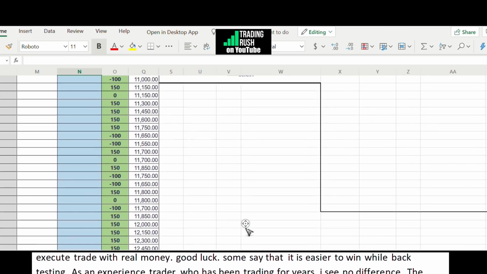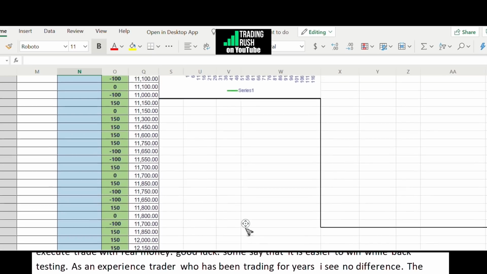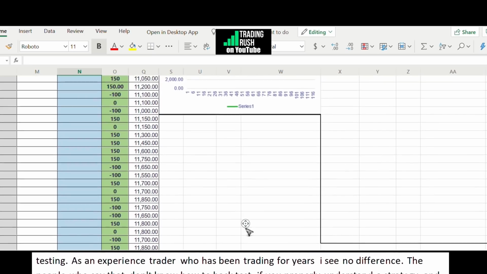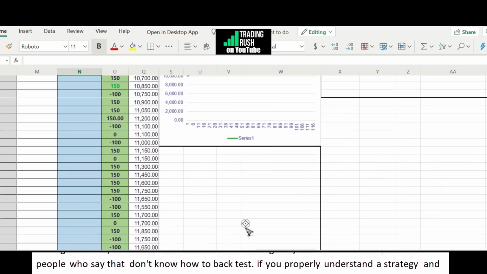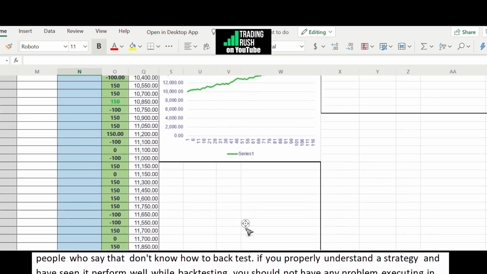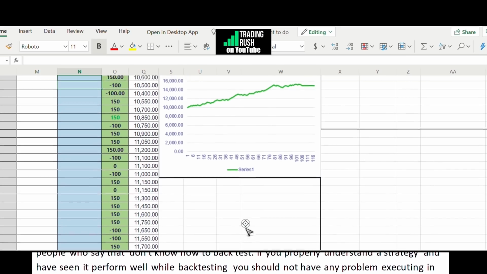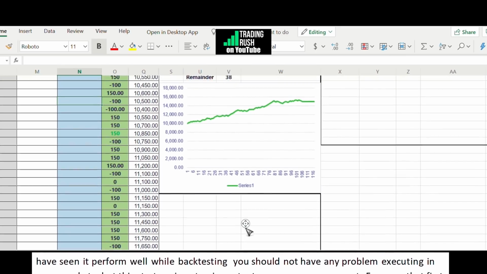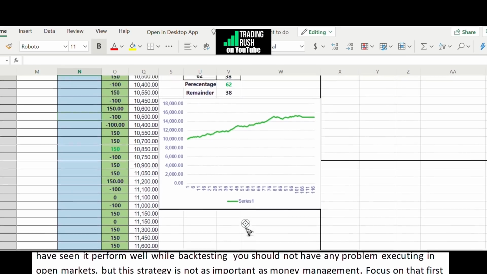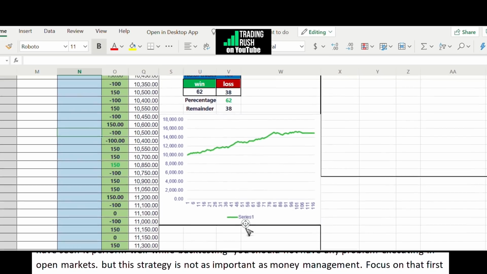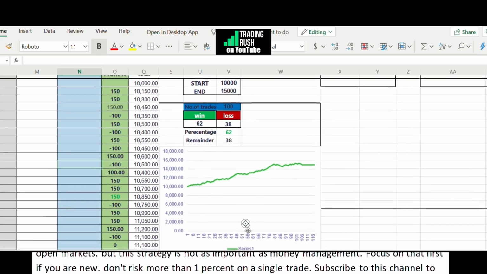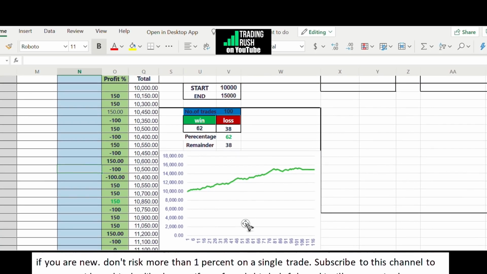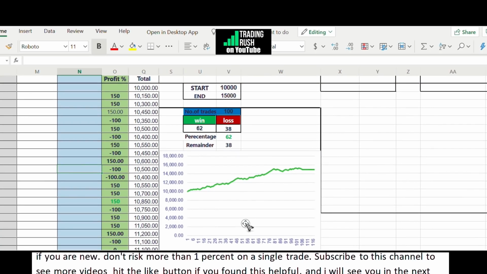Good luck. Some say that it is easier to win while backtesting. As an experienced trader, who has been trading for years, I see no difference. The people who say that don't know how to backtest. If you properly understand a strategy, and have seen it perform well while backtesting, you should not have any problem executing in open markets. But this strategy is not as important as money management. Focus on that first, if you are new. Don't risk more than 1% on a single trade.